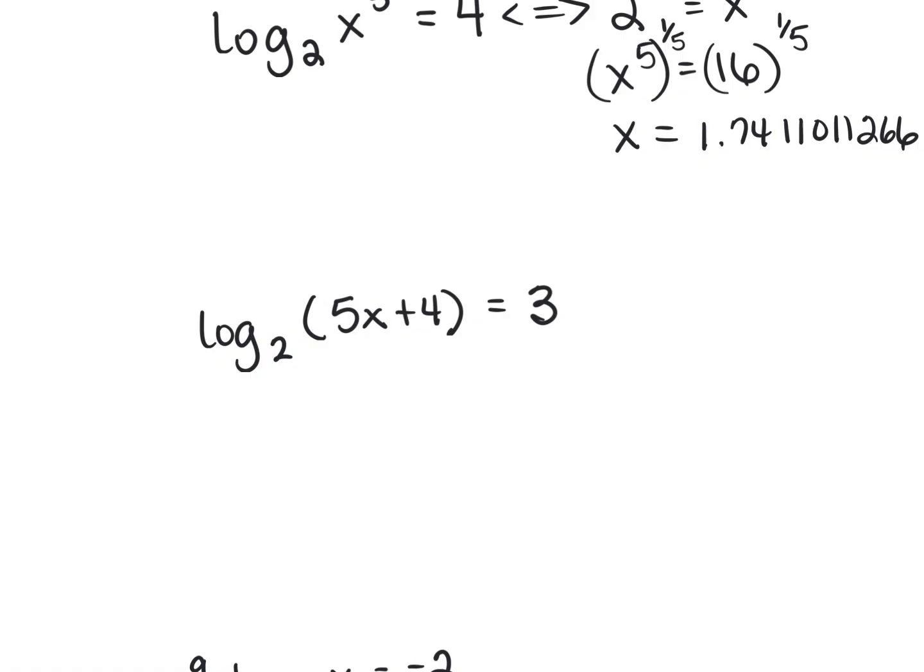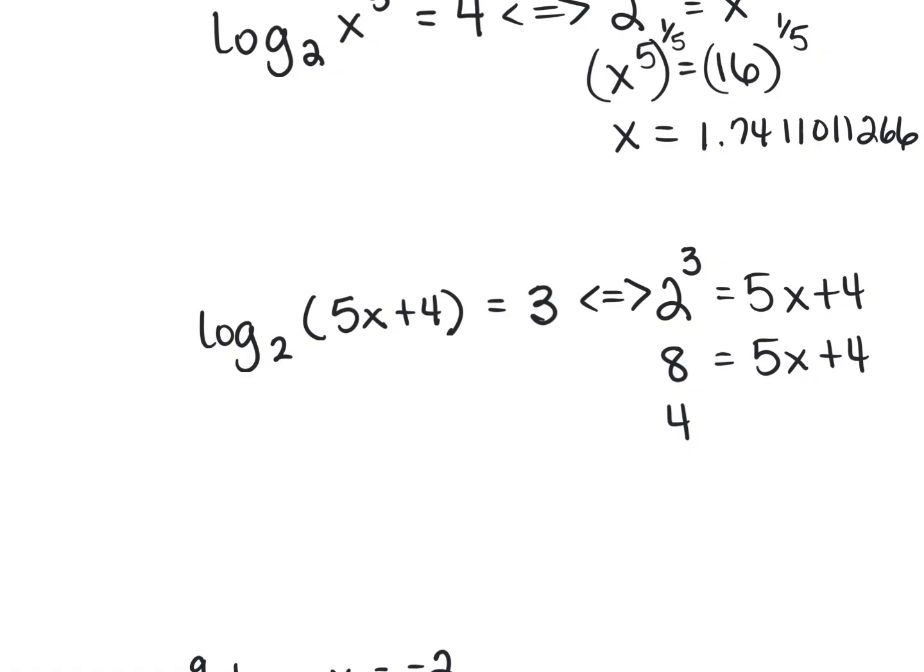All right, so the next one, again, we only have one logarithm, so we just need to write this as an exponential. Again, we have a baby base of 2, so that becomes big base 2. 3 is our answer, which means it's our exponent, and that's going to be equal to 5x plus 4. We know that 2 cubed is 8, so 8 is equal to 5x plus 4. When we subtract 4, we get 4, and that's equivalent to 5x, so x is equal to 4/5.